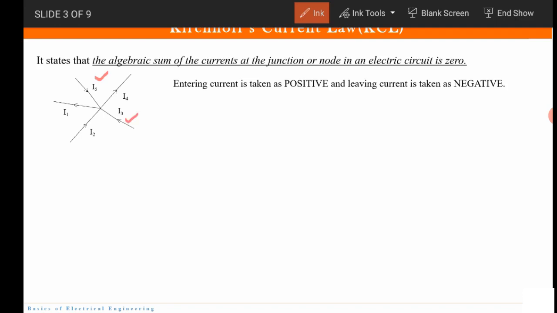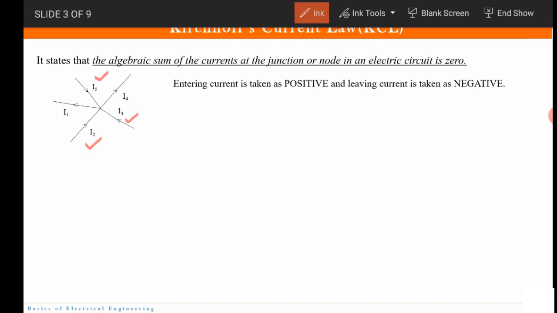I3 is an incoming current and I2 is again an incoming current. So we have to take these currents as positive. Now what is I1? I1 is a leaving current. What is I4? I4 is again a leaving current. So leaving currents are taken as negative. So let us start writing.